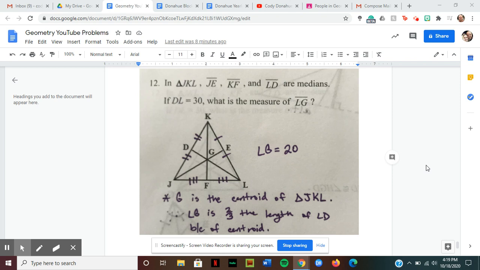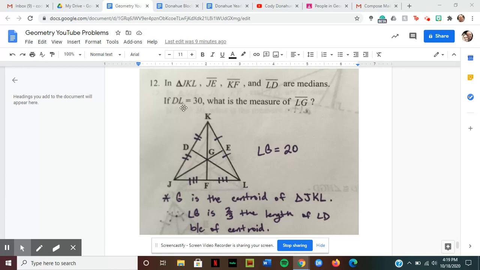All right, so 5.6b, we're still talking about special segments in triangles. Number 12 says, in triangle JKL, we know that segment JE, segment KF, and segment LD are medians, which, remember, a median is a line that begins at a vertex and then comes down to the opposite side from the angle that it's beginning at and bisects that side.